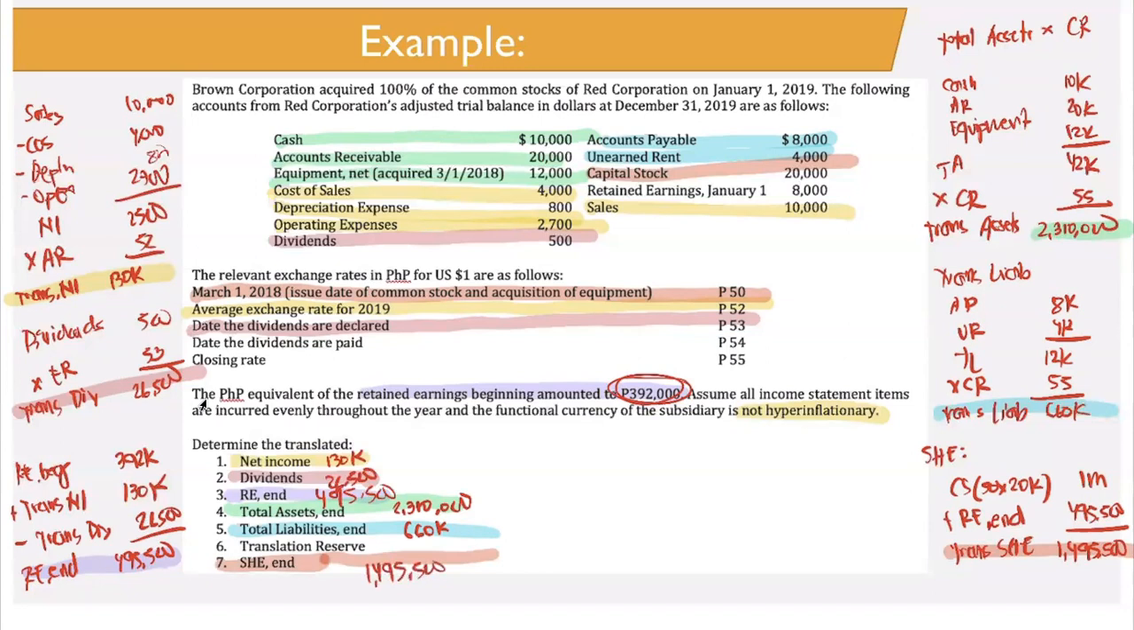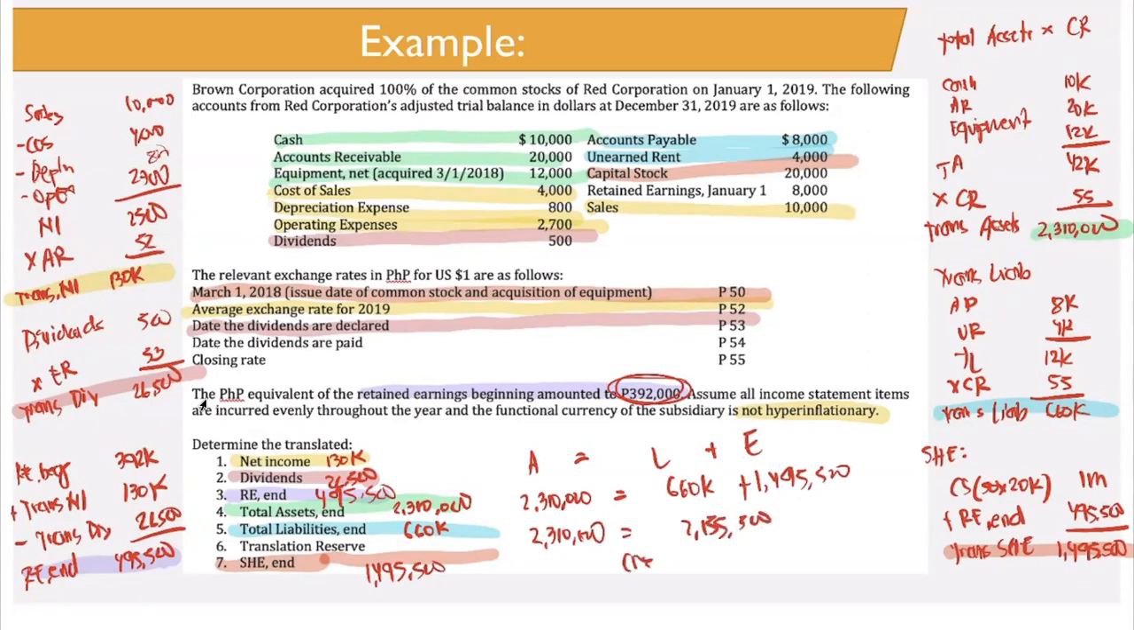So our translation reserve: asset is equal to liabilities plus equity. Our asset is still 2,310,000. Our liabilities, translated at 660,000, and equity, 1,495,500, give us 2,155,500. So our credit is lesser.